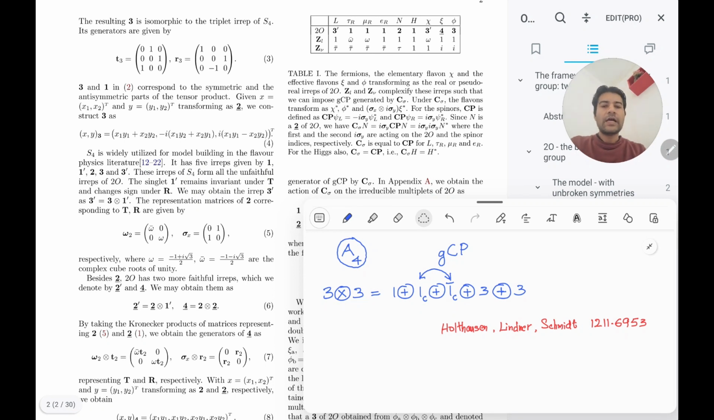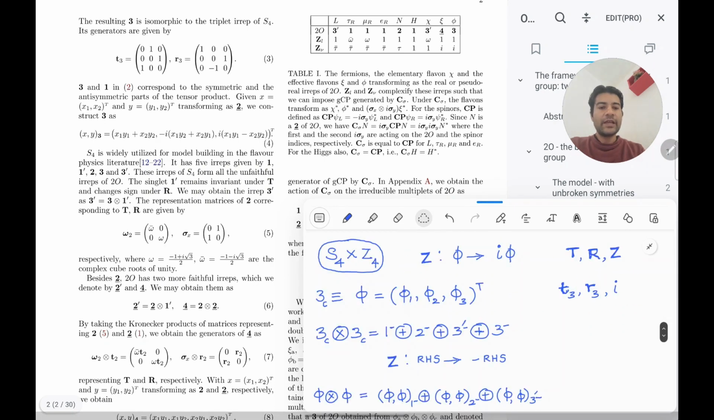I will discuss one more example. We have the group S4 as we discussed earlier. But this time we complexify it using the group Z4 instead of Z3 as in the earlier case. So under its generator Z, phi goes to i phi. So we have T and R which generate S4, and Z which generates the group Z4.